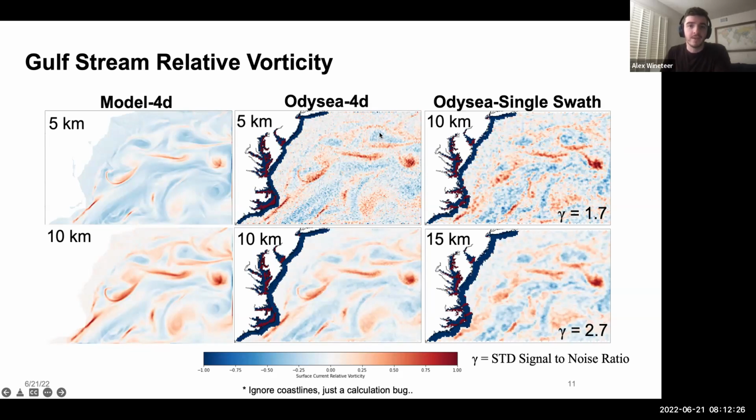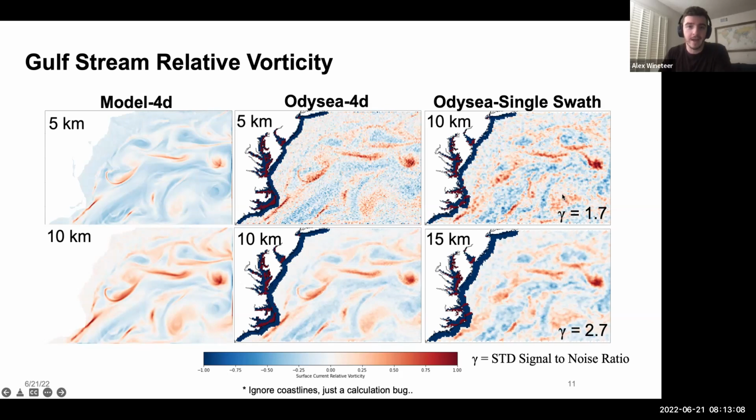So of course, for the average data, we get a lower noise level than we have in the single swath data. However, if we look at the standard deviation signal to noise ratio, we get about a factor of 1.7 on the SNR for 10-kilometer smoothing in Odysea data, and a factor of 2.7 in 15-kilometer smoothing in Odysea data. And this is really largely due to the strong vorticity in this region. The Gulf Stream has really strong vorticity, and so we're able to measure it very, very well in single swath data.